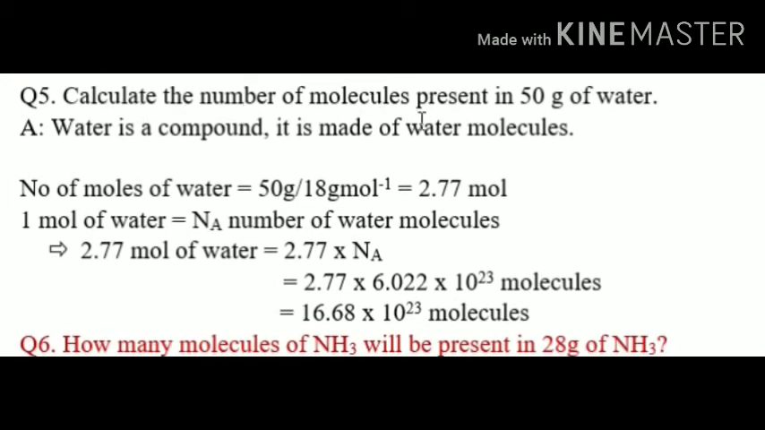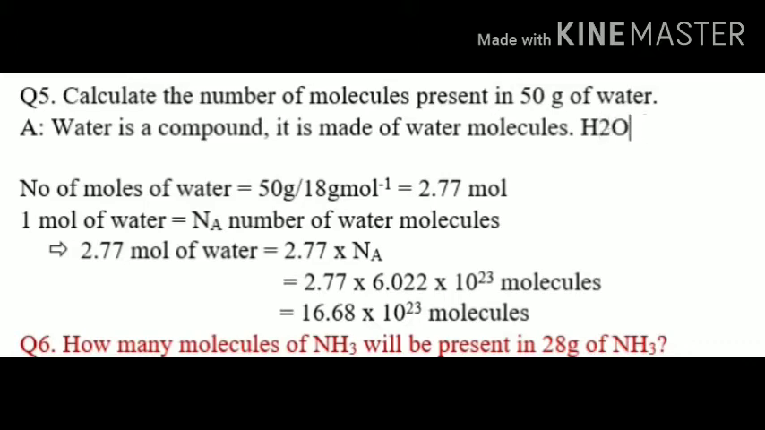Calculate the number of molecules present in 50 gram of water. So you are asked to find the number of molecules present in 50 gram of water. Since water is a compound, it is made up of water molecules. Okay, so first we have a given mass. Let us calculate the number of moles. Number of moles equals given mass by molar mass. So 50 gram by 18 gram per mole.